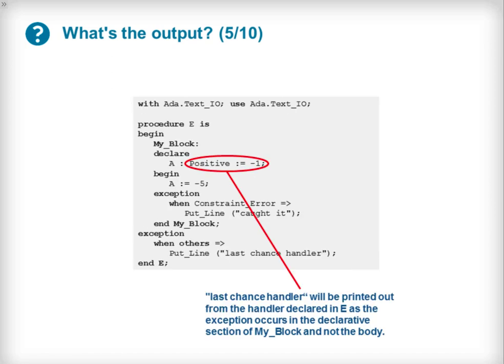Here you can see the change was to induce a constraint error exception in the declarative part of myBlock by assigning an illegal initial value to A. The exception handler defined in the body of myBlock is not yet in scope, so the exception is propagated to any handler in the enclosing scope. The procedure E has declared an exception handler that prints out last chance handler.